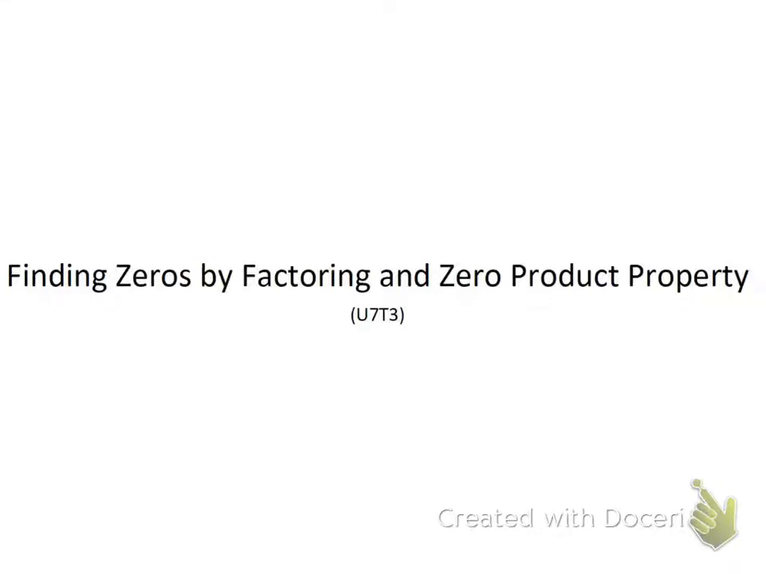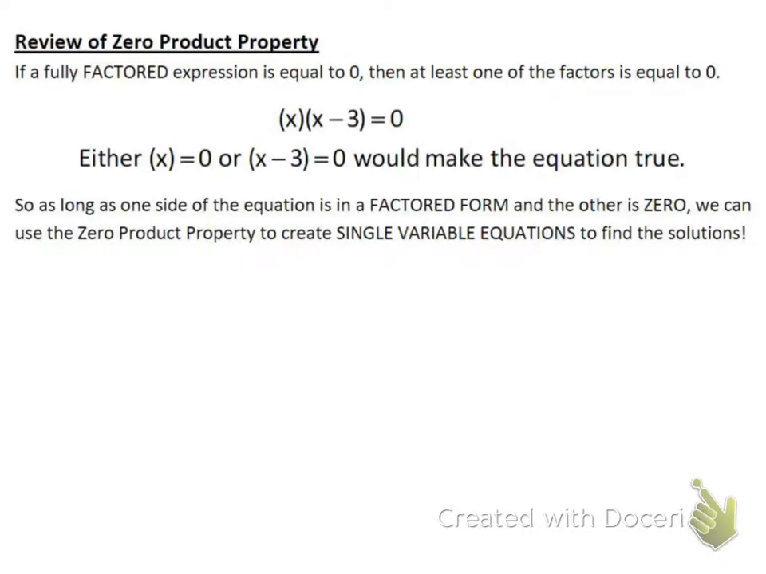In this lesson, we are going to learn how to find zeros by factoring and using the zero product property. So to begin, let's review the zero product property. The zero product property states that if a fully factored expression is equal to zero, then at least one of the factors is equal to zero.